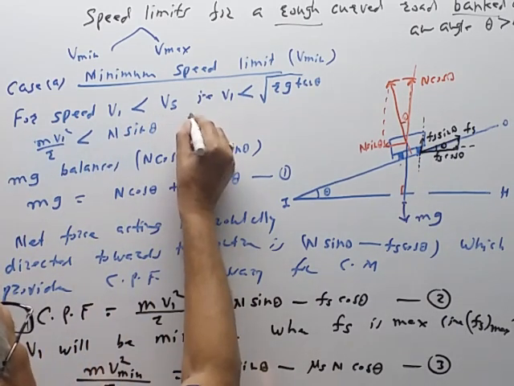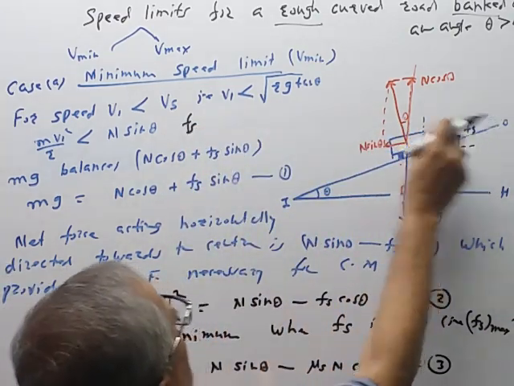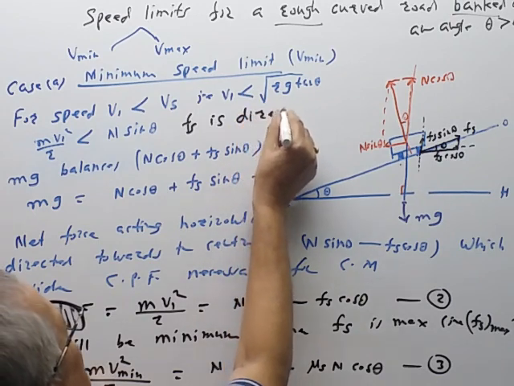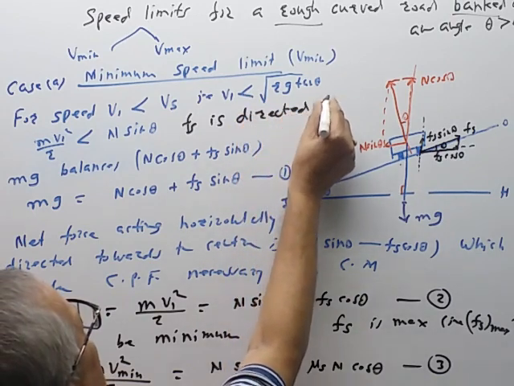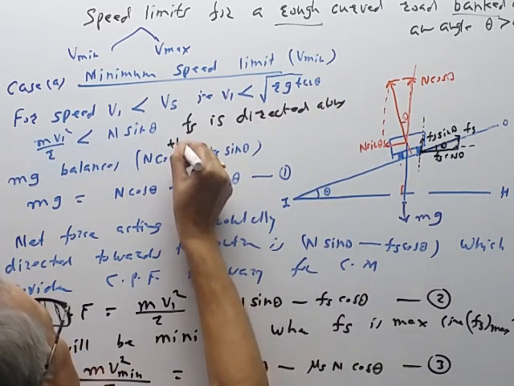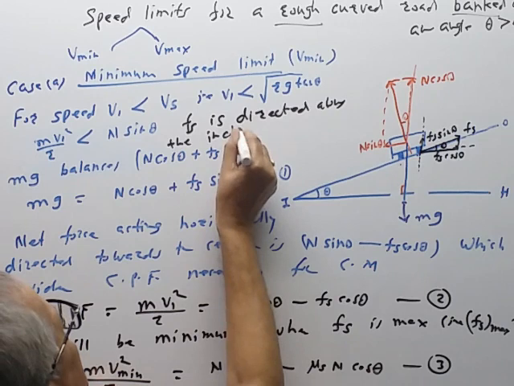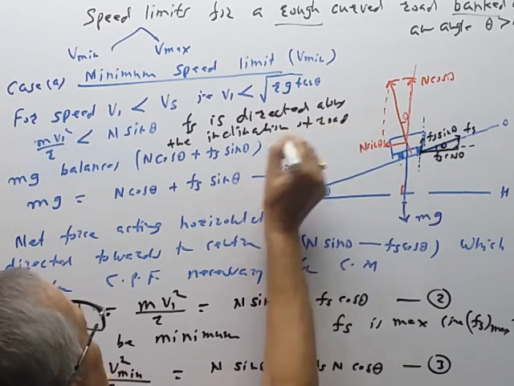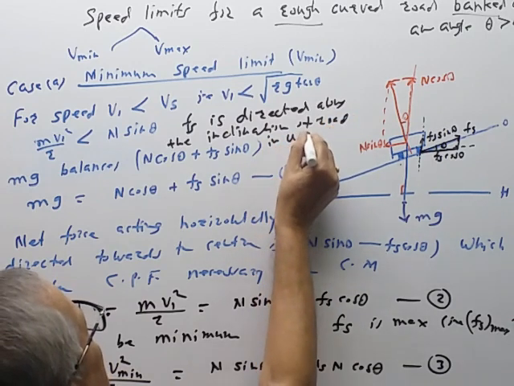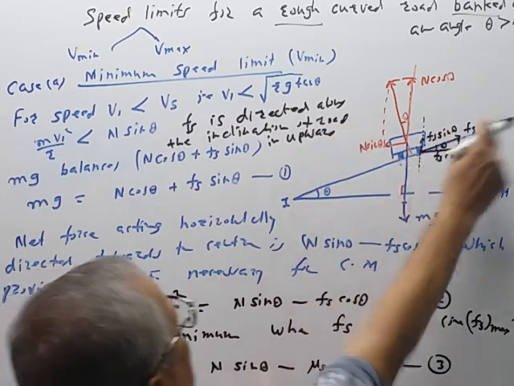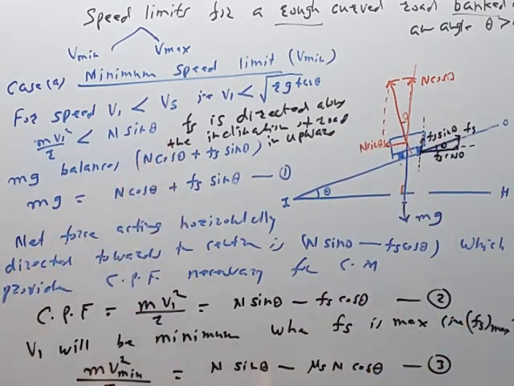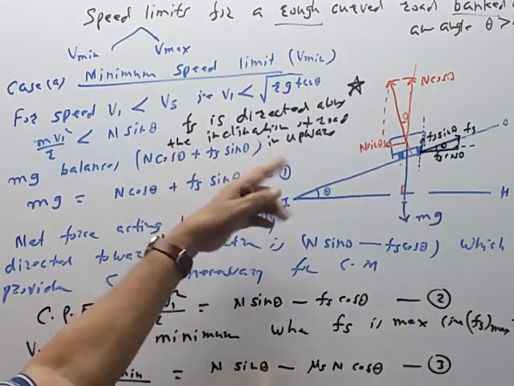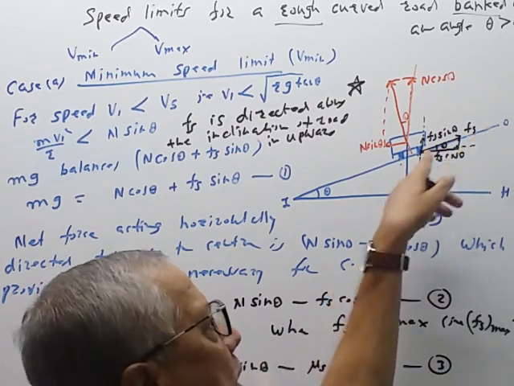Under this condition, the force of static friction Fs is directed along the inclination of the road, parallel to the inclination of the road, in the upward direction. So this is the important factor. Fs is directed along the inclination of the road in the upward direction.